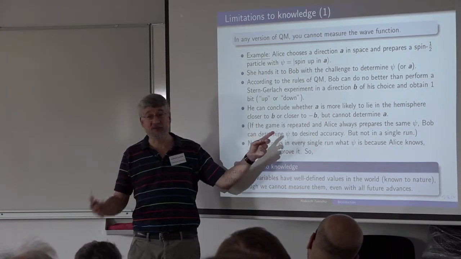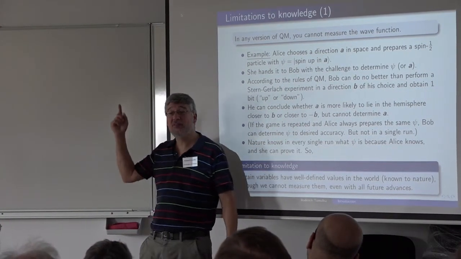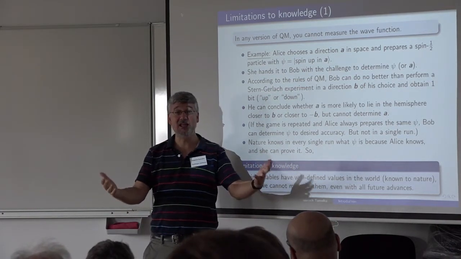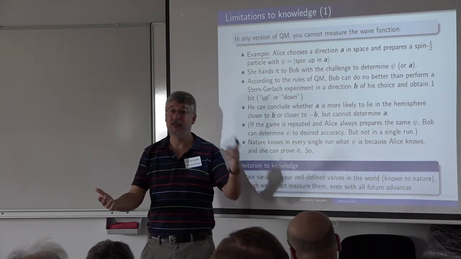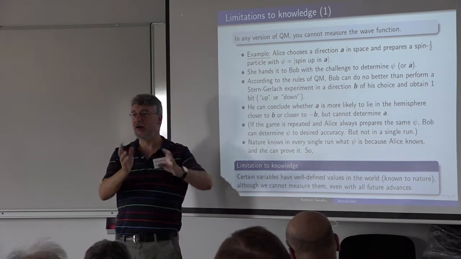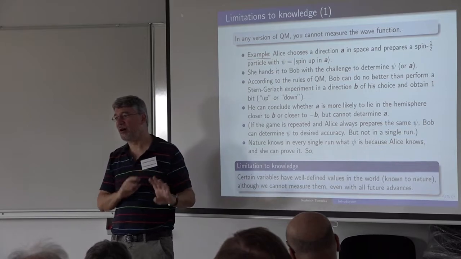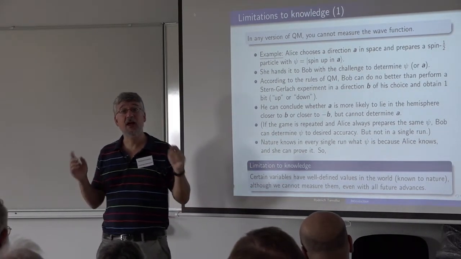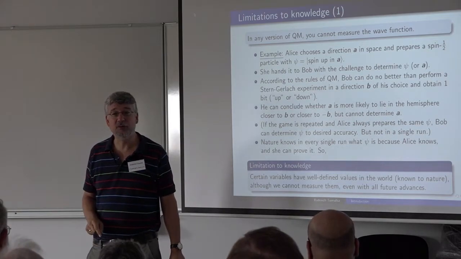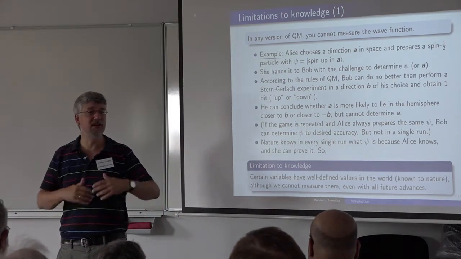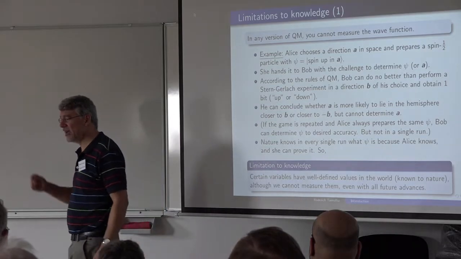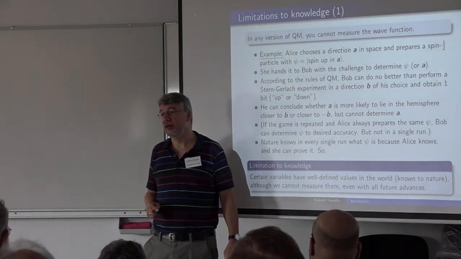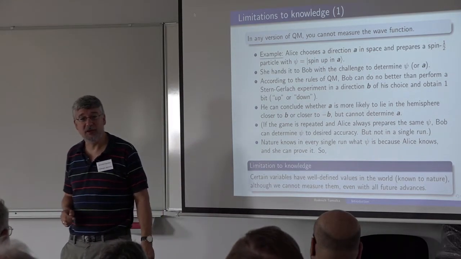Now, if the game is repeated, and Alice always prepares the same quantum state, the same direction, and Bob has many copies of the same quantum state, then he can do many things. He can measure all sorts of spin observables, and from all this data together, he will be able to conclude with arbitrary precision, if he has enough copies, what this vector A was. But not in a single run. In a single run, he has just one bit of information.